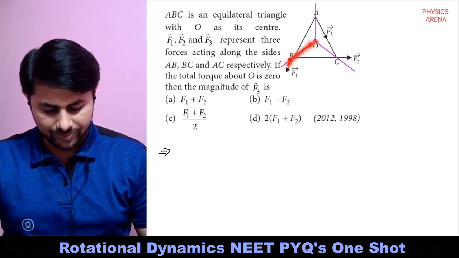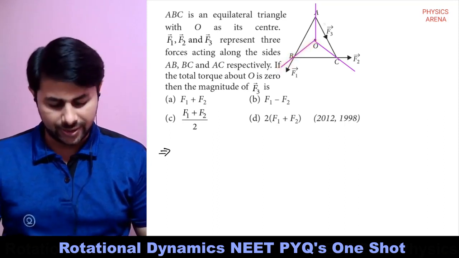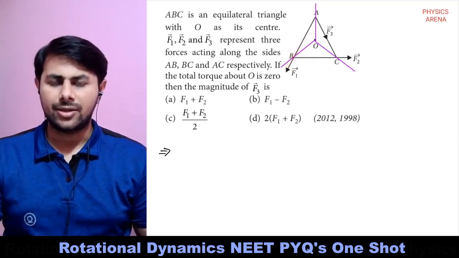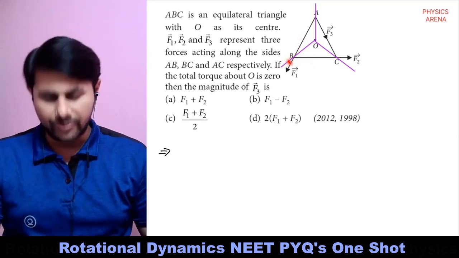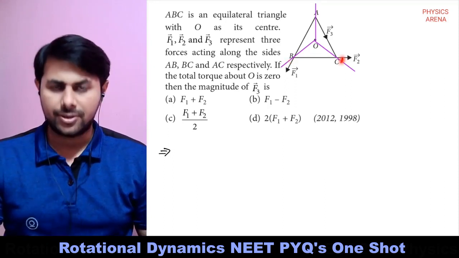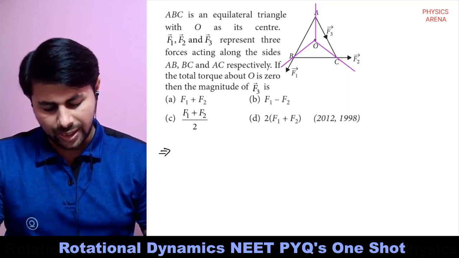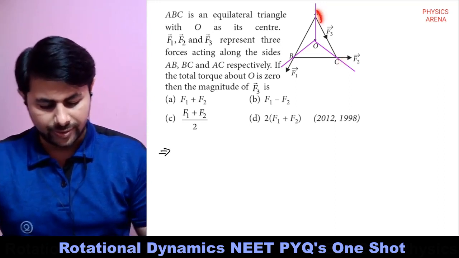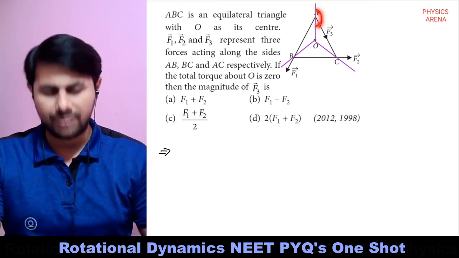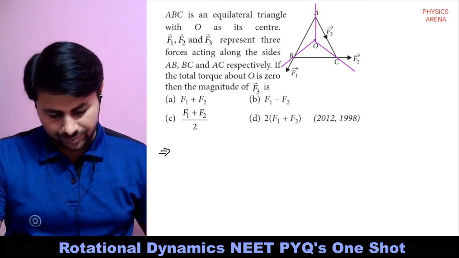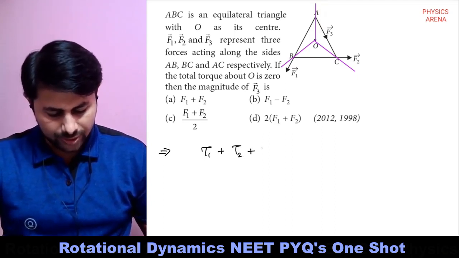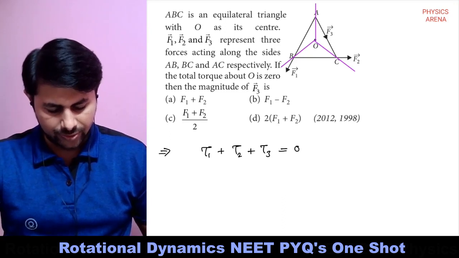So this will be the angle bisector. This angle is 60, so this is 30. So angle between R1 and F1 is 30 degrees. Angle between R2 and F2 is also 30 degrees, but angle between R3 and F3 is not 30 degrees. It is 180 minus 30, right? So you can say tau 1 plus tau 2 plus tau 3 is equal to 0.